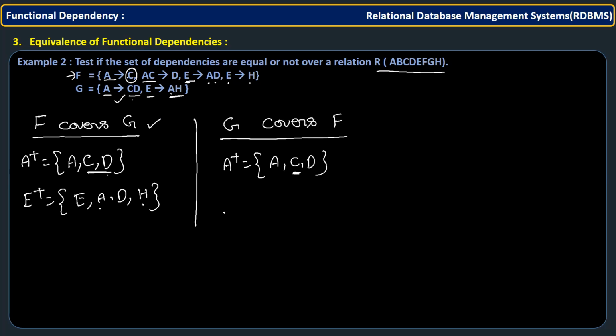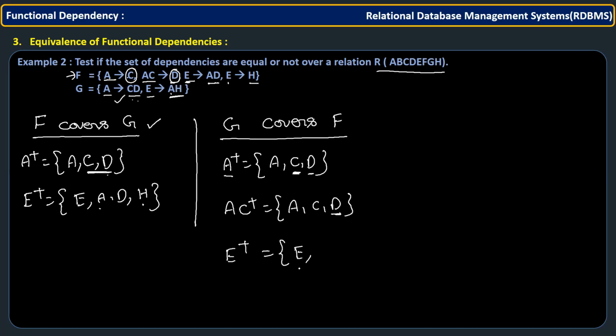Then next AC closure. You can finalize AC closure if you try to find out. When you find A closure itself, D we have. So that means AC closure means definitely you will get D from this. So that is the ACD. So we have D, that we covered actually. Next, E closure. In case of E closure, it is AD, here also ADH we have to get.